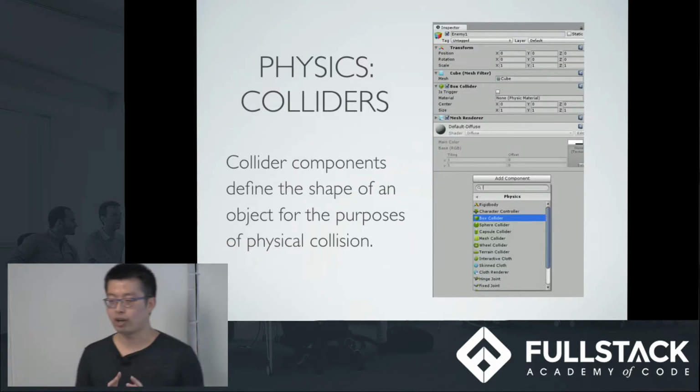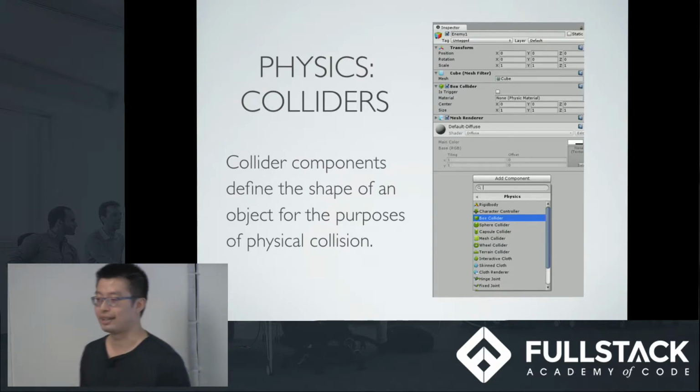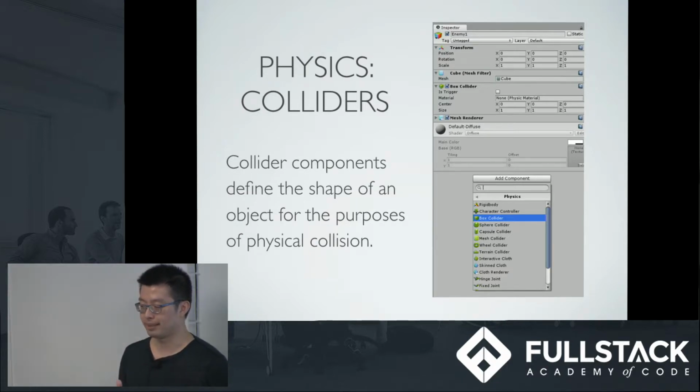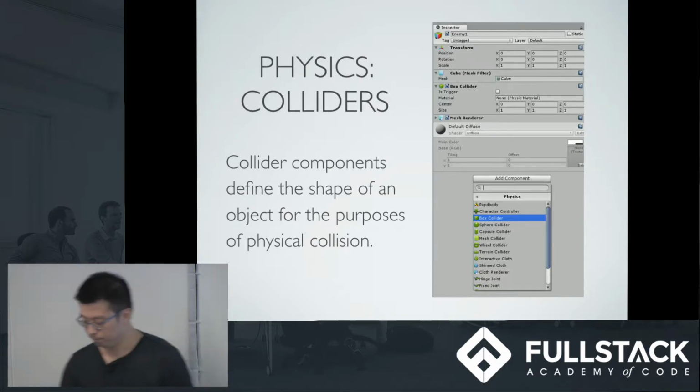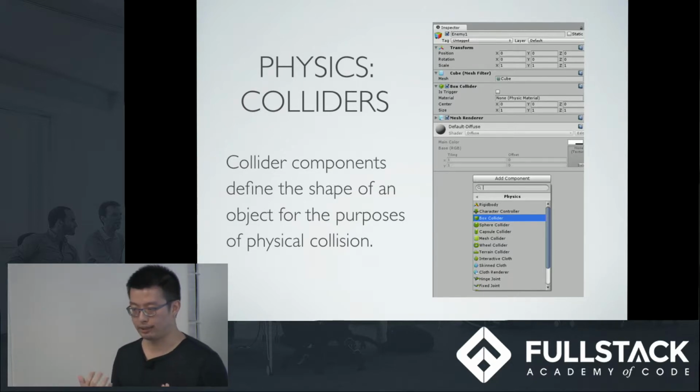The next thing I want to talk about is the physics aspect of Unity, which is something called colliders. The collider components define the shape of an object for the purposes of physical collision. You can think of a collider as a network of sensors around game objects. When two colliders interact with each other, the OnCollisionEnter2D function gets triggered, sending a message to the physics engine in Unity, telling the physics engine to execute some certain functionality.